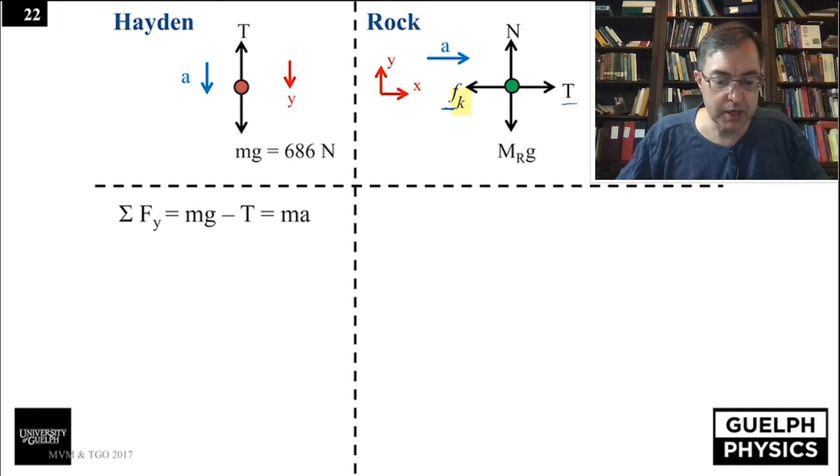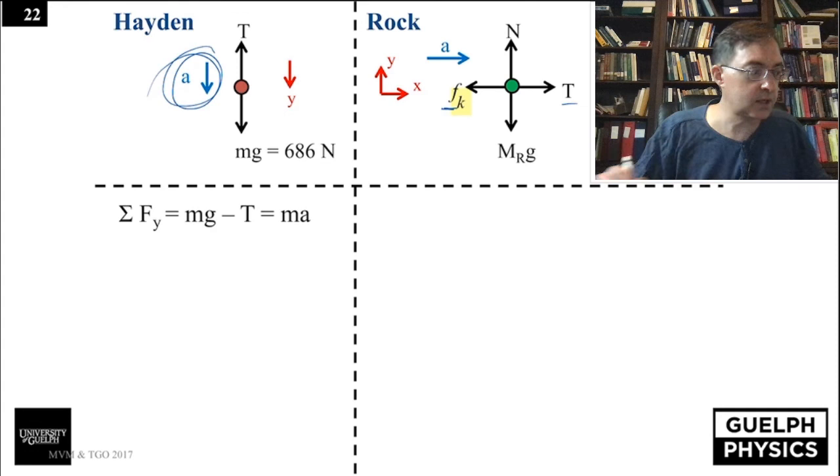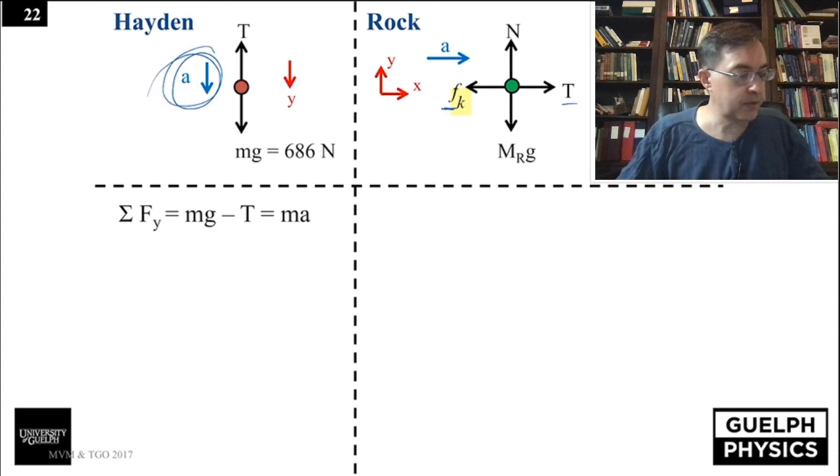which is mg, positive mg down, negative T up, is now not equal to 0, but it's equal to m times a, because now Hayden Christensen is actually accelerating downwards. Okay, so I can solve for the tension. It's mg minus ma. I'm given both of these.